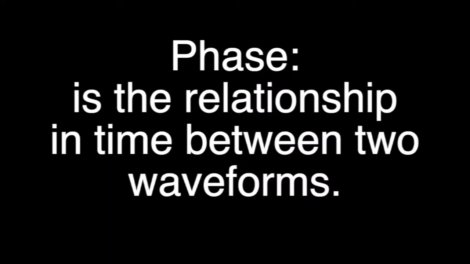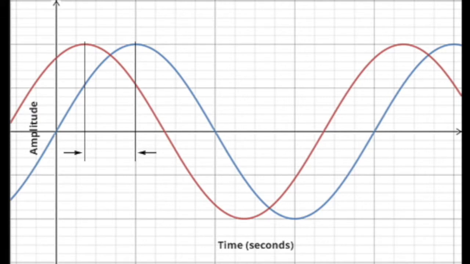Phase is a relationship in time between two waveforms. On this graph, you can see that there are two different coloured waveforms that are exactly the same. However, one of them occurs slightly later in time. When played back, we will hear the original waveform and then the second waveform slightly later. This would create a fake stereo effect.